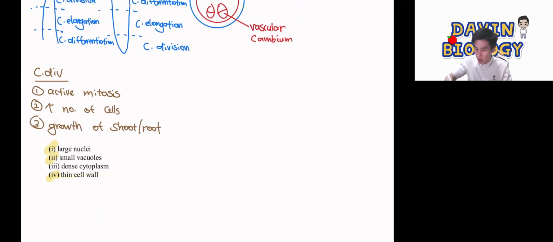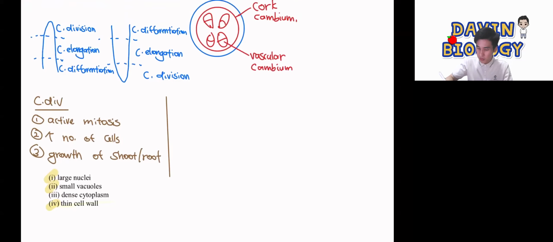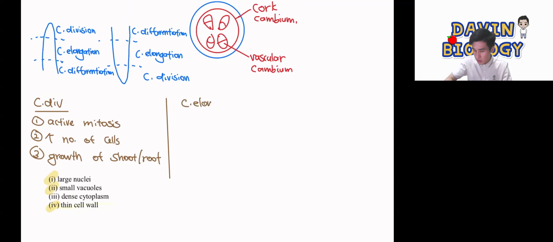Then at the zone of cell elongation, what happens here? Basically, they elongate. Elongate means long. Just remember long means they become big, basically. But how? Just now I mentioned they mainly rely on their vacuole. So at this zone, the cells start to absorb water. Basically, water will diffuse into the vacuoles by osmosis.